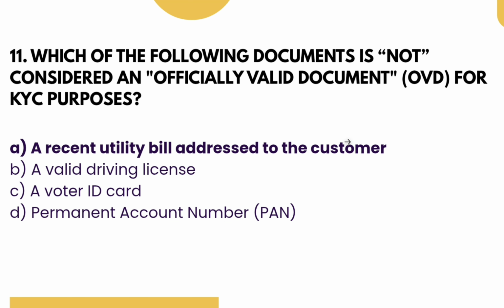The answer is A. A utility bill addressed to the customer is not an officially valid document, which acts both as identity and address proof, but it can be used in the cases of only address proof for certain types of accounts, and also when the address is not updated in your valid OVDs, it can be used temporarily. Do check out the explanation of the chapter and you will get a detailed idea regarding this.